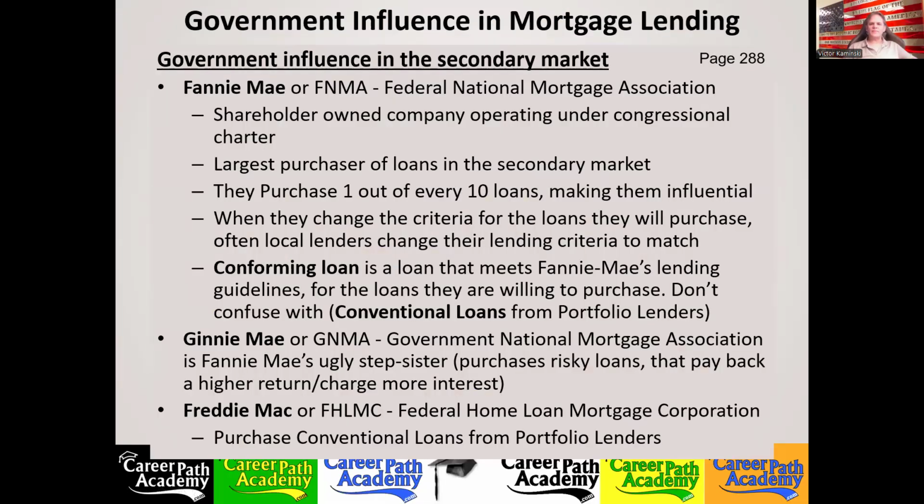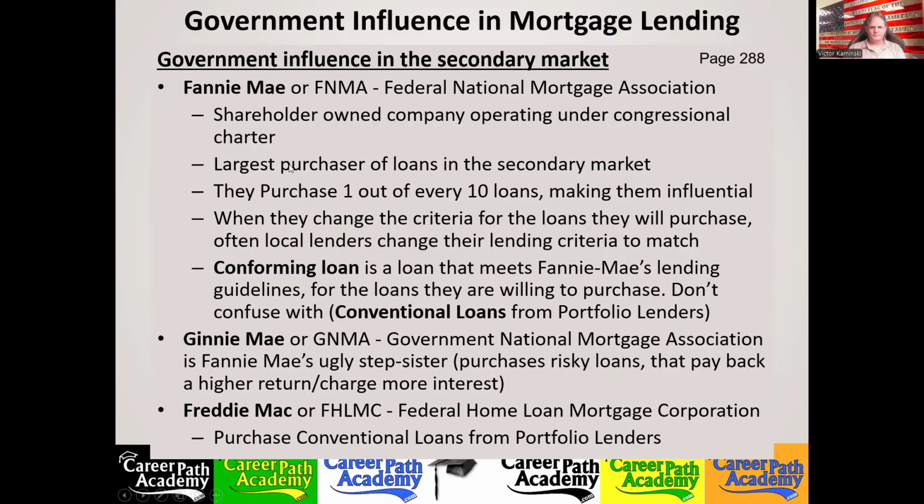So Fannie Mae is the largest purchaser of loans in the secondary market. Her stock symbol is FNMA. You could even sound it out by reading the initials, right? FNMA. She used to be called the Federal National Mortgage Association. That's where that stock symbol comes from.